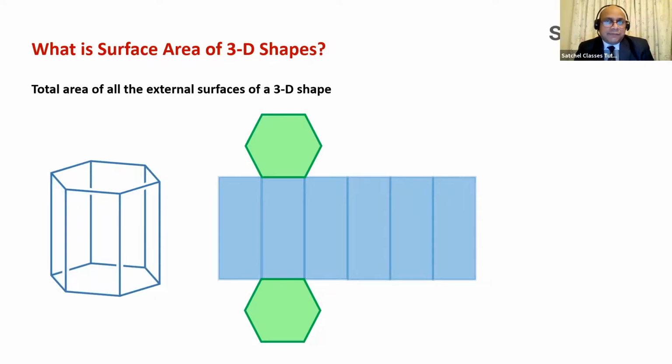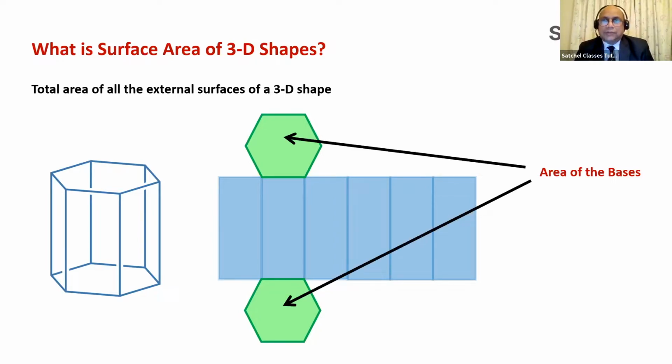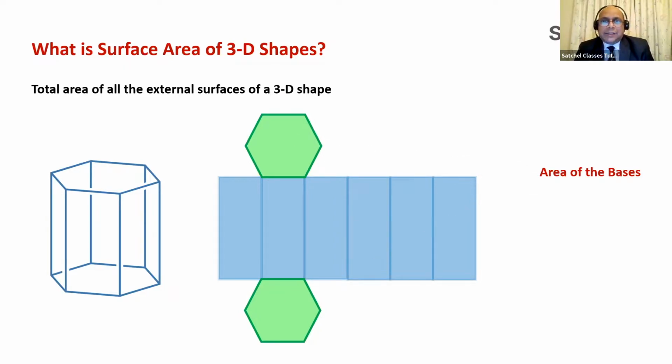So the surface area of this particular prism would be nothing but the area of the two bases added to the area of all the six walls. That's what surface area is. It's as simple as that. So surface area is basically the area of the surface of a 3D shape. And when you talk about surface, it is always the external surface of a 3D shape.